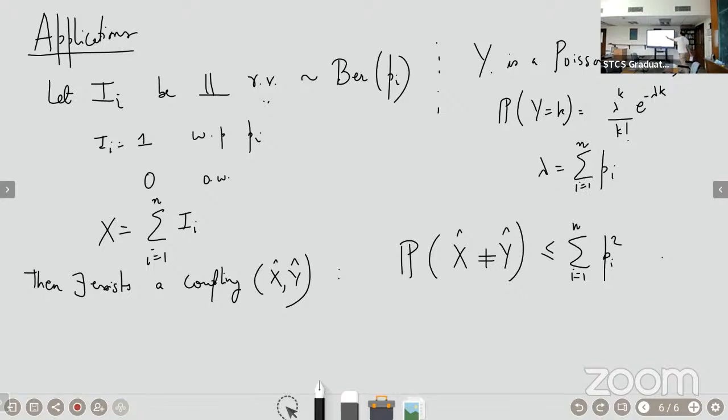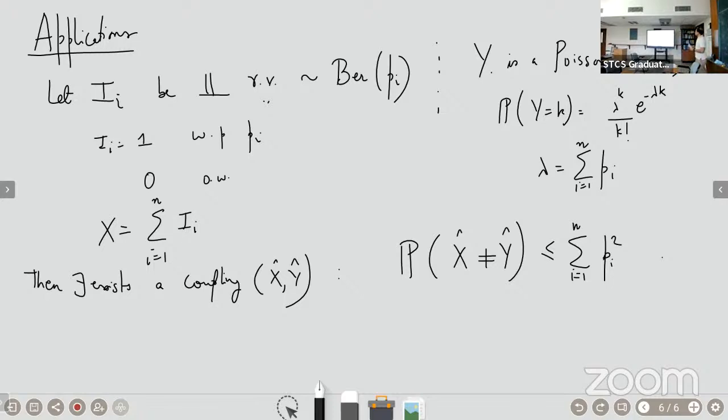So p_i are the probability with which this indicator variable takes the value 1. And I'm summing over n of those. That's my random variable X. On the right hand side, I have a Poisson random variable with parameter summation of p_i. What this says is that there exists a coupling X hat, Y hat. That means X hat has the same distribution as X. Y hat also is Poisson distributed such that this quantity is no more than summation p_i squared.